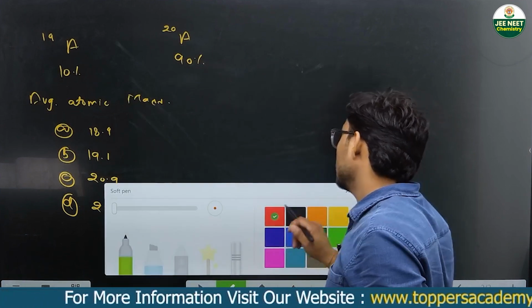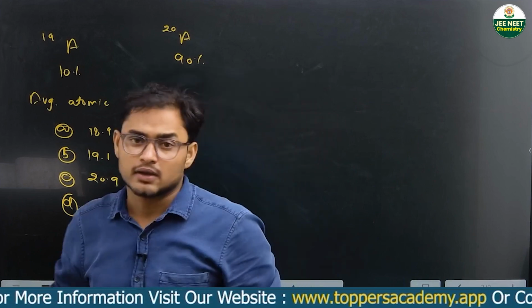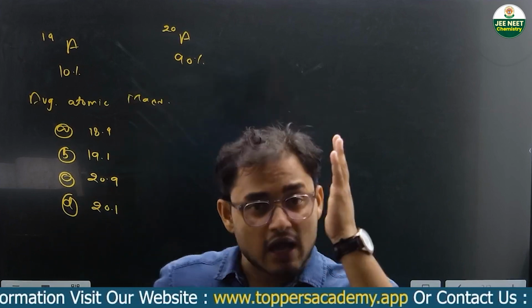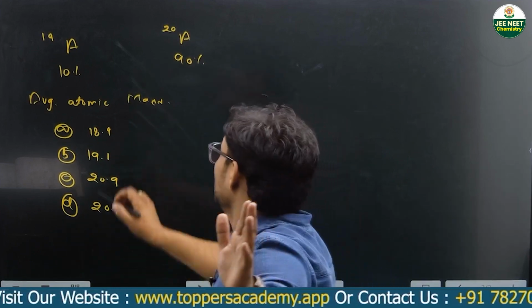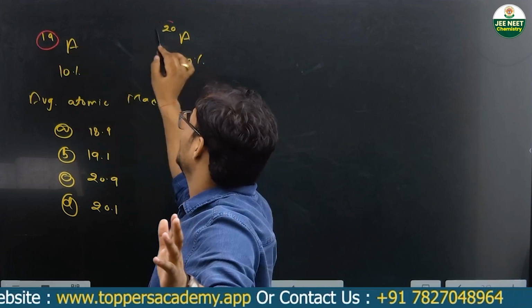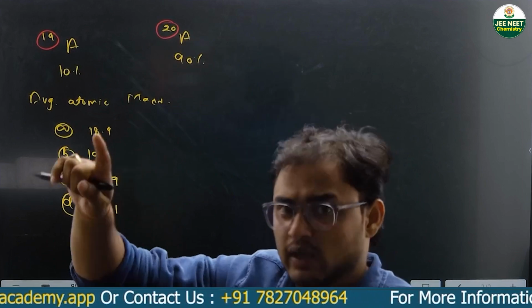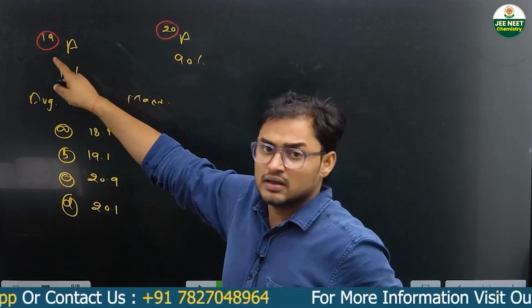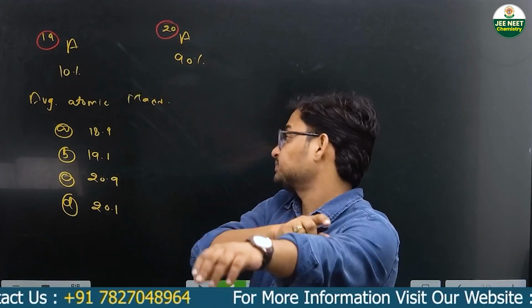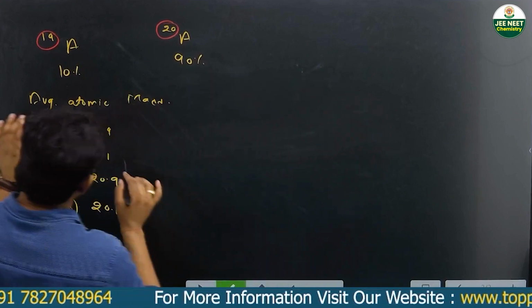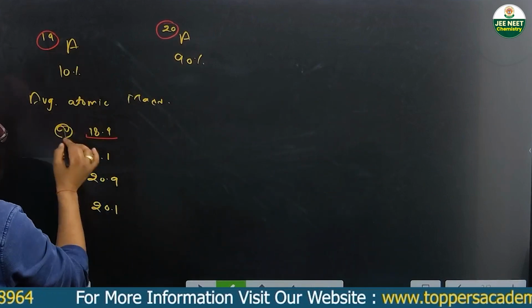So listen, what is the trick? The average atomic mass will be in between 19 and 20. It cannot be less than 19, it cannot be higher than 20. So my dear students, you can see that 18.9 is less than 19, it is a wrong option.